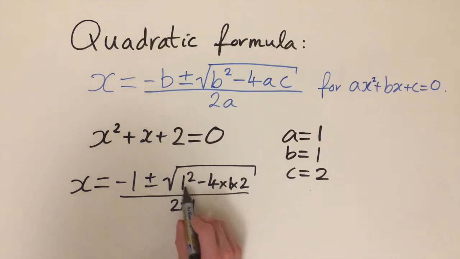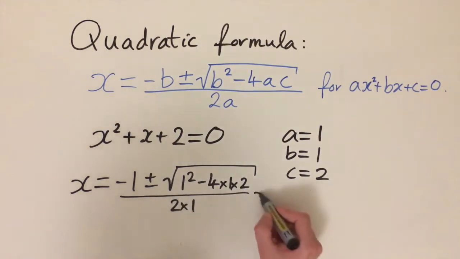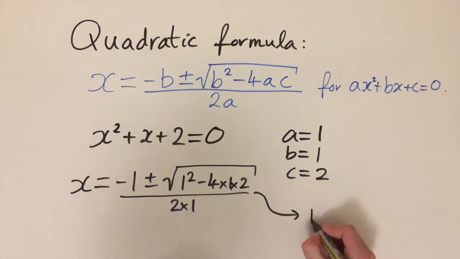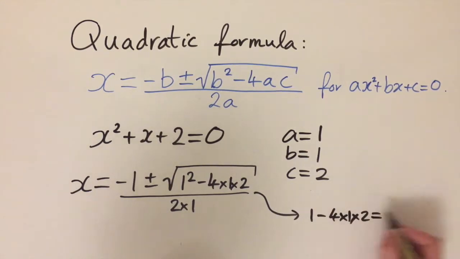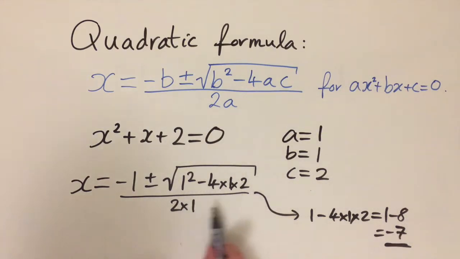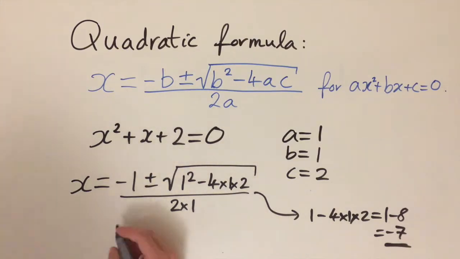But now we have a problem, because if we look at this number under the square root, I'll just write out what it is. We have 1 minus 4 times 1 times 2. This is 1 minus 8, which is minus 7. So this is a problem because we're taking the square root of a negative number. And in the real world, we can't really do that. You can go on to study complex numbers, and that will give you another way of tackling this. But if we're looking for real solutions, then we can't take the square root of a negative number. So this gives us no real solutions.